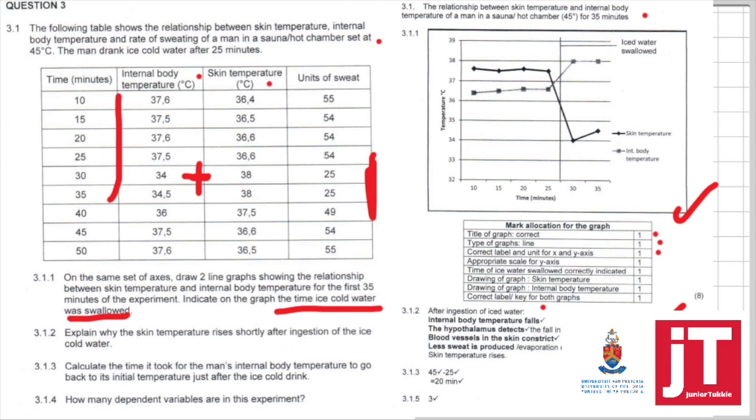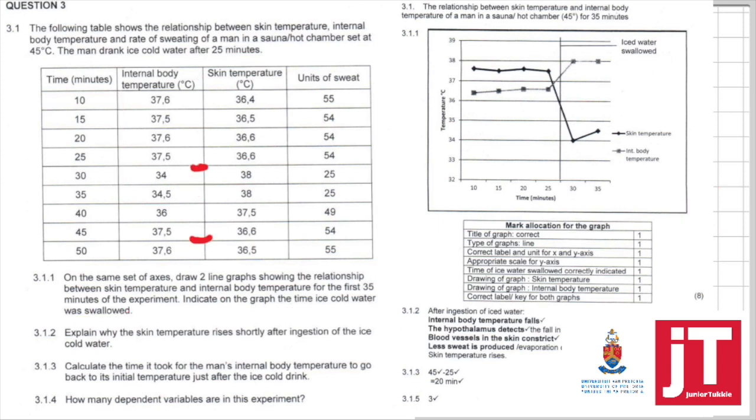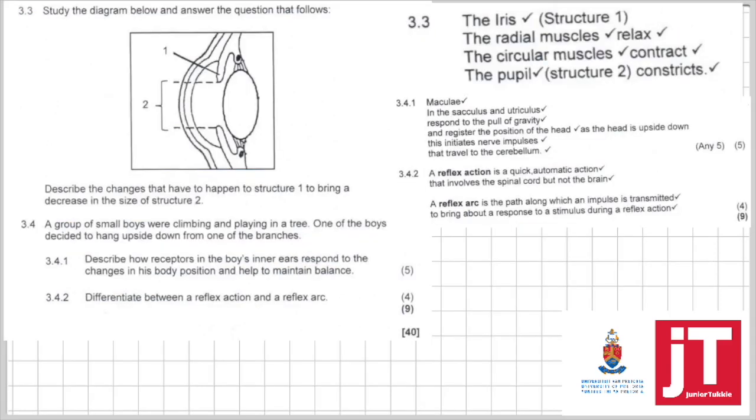3.1.3. Calculate the time it took for the man's internal body temperature to go back to its initial temperature after the ice-cold drink. Right, so if you see, the initial temperature is 37.5. So how long did it take? So it's 45 minus 25, 20 minutes, as you can see. Nice question again. And 3.1.4, how many dependent variables are in this experiment? Here you're measuring internal body temperature, skin temperature, and units of sweat. So there are 3 dependent variables.